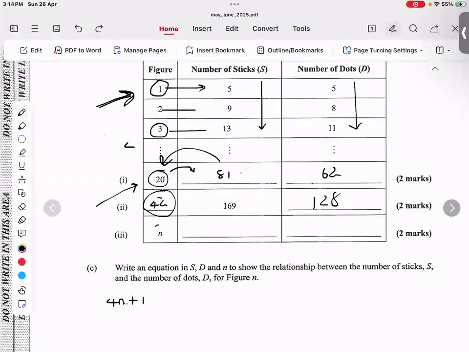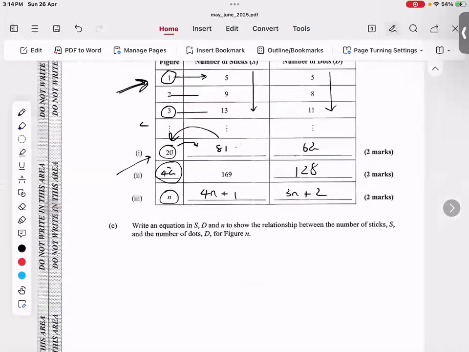All right, so what this n means now is that the n represents a random figure that we may draw. It could be the 100 figure, 1,000 figure, 1 million figure. Whatever number is going to go here, what did we do to get the number there? You multiply 4 by the number, which is n, and add 1. Right. And what did we do to get the numbers over here? Multiply by 3 plus 2, 3n plus 2. That is correct. Lovely.